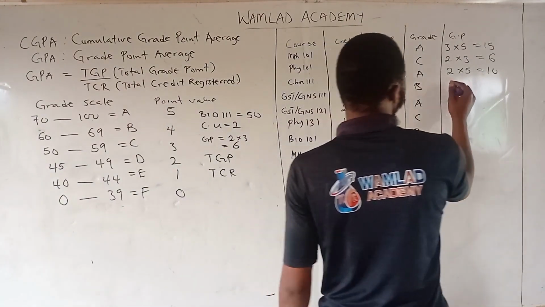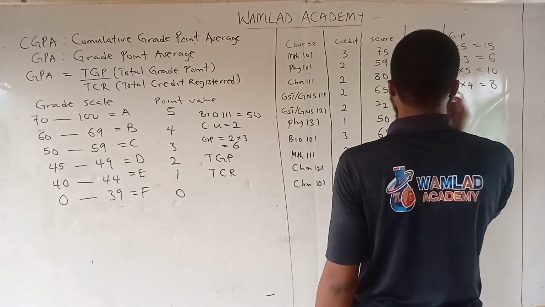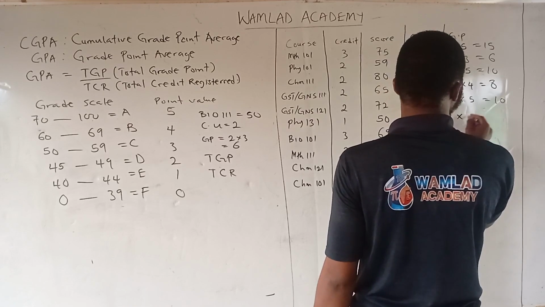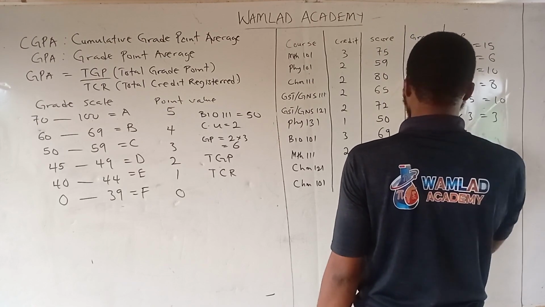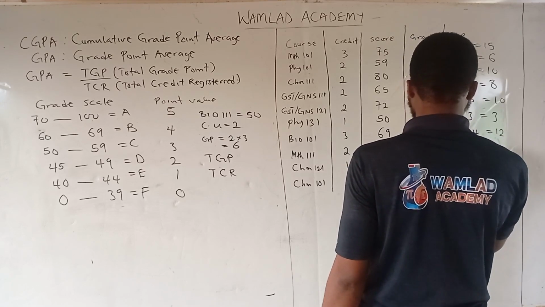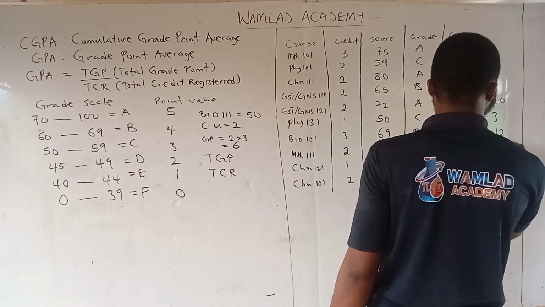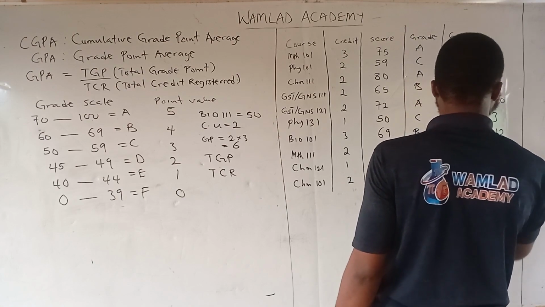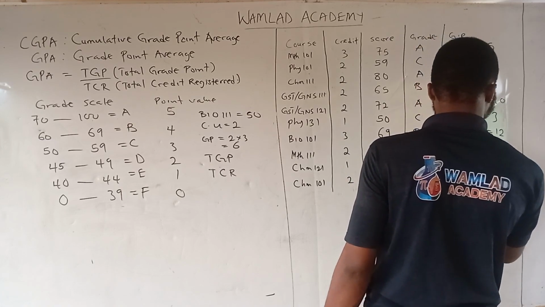So now, in this case you are going to have 2 times 4, which gives us 8. You have 2 times 5, which gives us 10. And here you have C, which is 3, so 1 times 3 gives us 3. And here we have 3 times 4, which gives us 12. And here we have 2 times A, which is 5, so 2 times 5 you have 10. And here you have 1 times B, which is 4, so you have 4. So here you have 2 times 5, you are going to have 10.